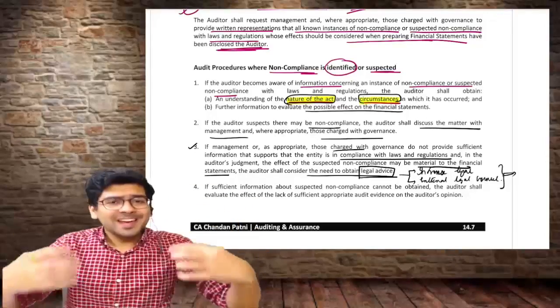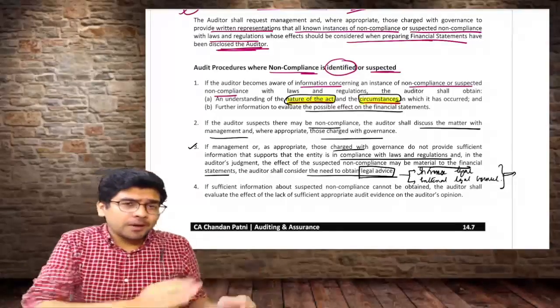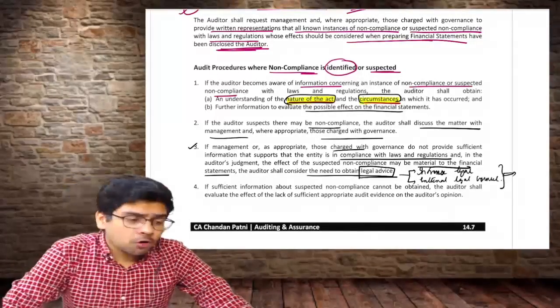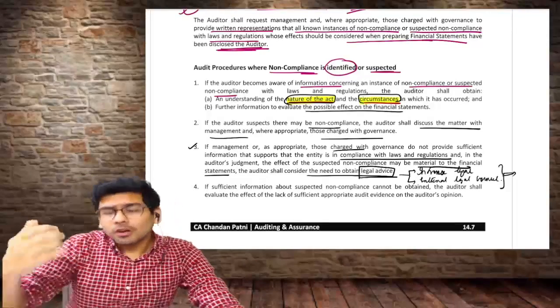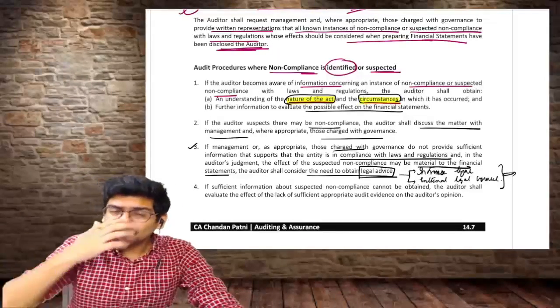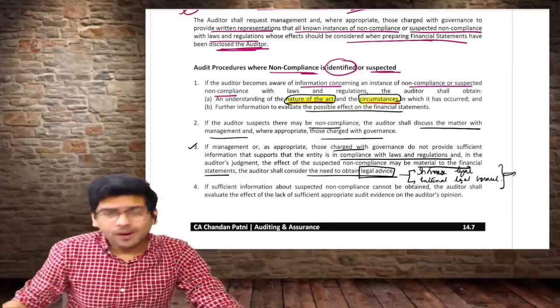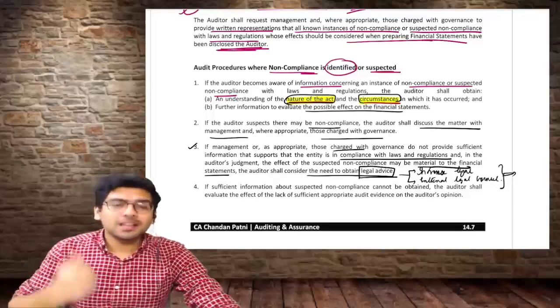Obviously you are going to expect them to reply to you and come up with adequate proof that they have complied with the laws and regulations. But let's say if they don't do it, you need to now obtain legal advice. Legal advice from whom? Maybe the internal legal counsel or the external legal counsel of the entity. If you also fail to obtain the required information from them, you might need to consult your own legal expert.